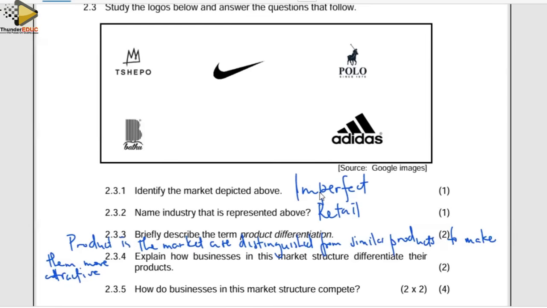Explain how businesses in this market structure differentiate their products. How do businesses in this market differentiate their products? I think I've just answered the question earlier on. They do branding, use of specific signs, logos and labels, and they also differentiate through different packaging.